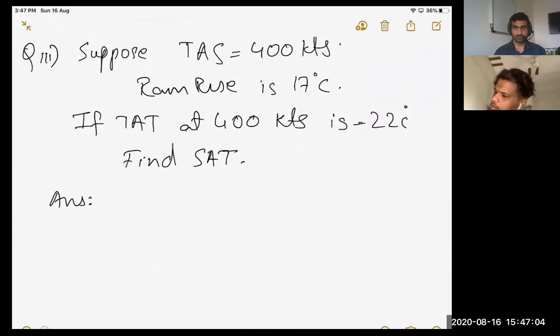I have RAM rise. So TAT is minus 22. Very simple. You have to subtract 17 from minus 22. Use a scientific calculator simply.